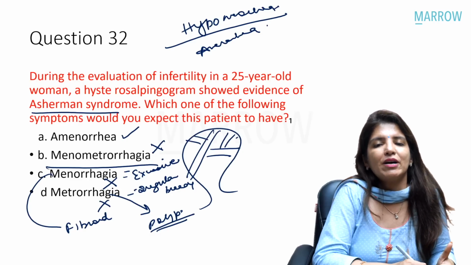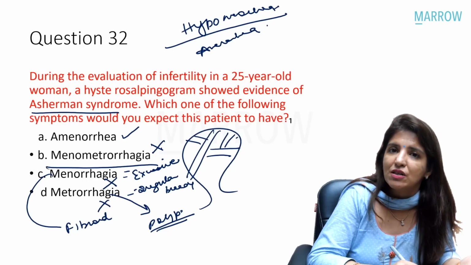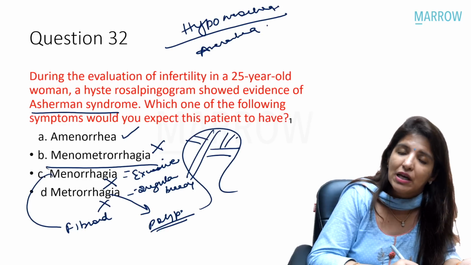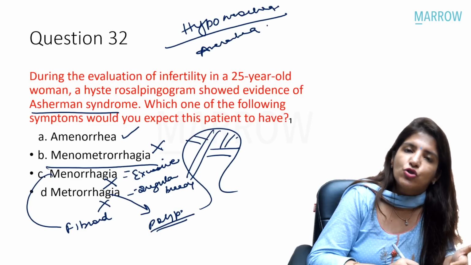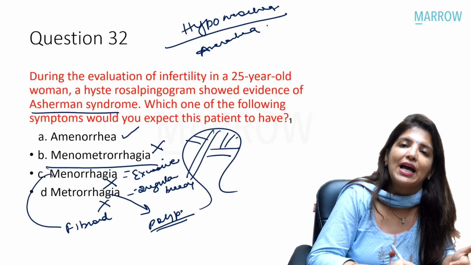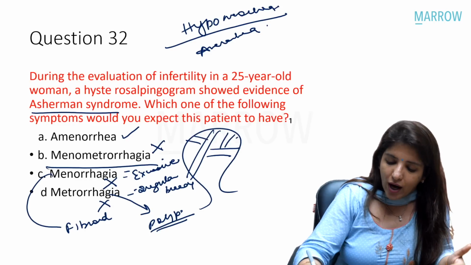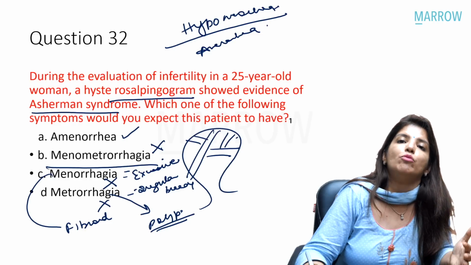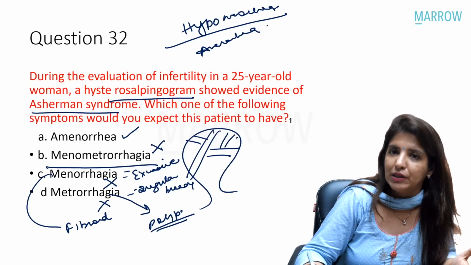Apart from that, Asherman syndrome can happen because of excessive dilatation and curettage, or it can also happen because of genital TB. What is the investigation of choice in Asherman syndrome? It is hysteroscopy because it is diagnostic as well as therapeutic. On hysterosalpingogram, what is the typical appearance which you get in Asherman syndrome? You get a honeycomb appearance, right?